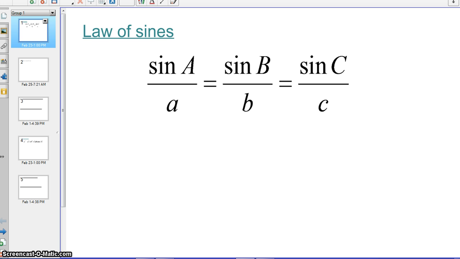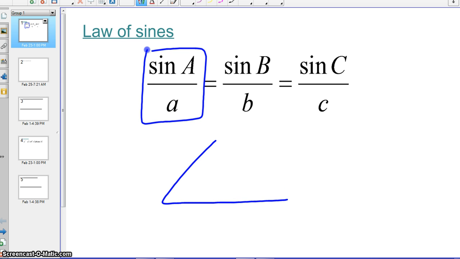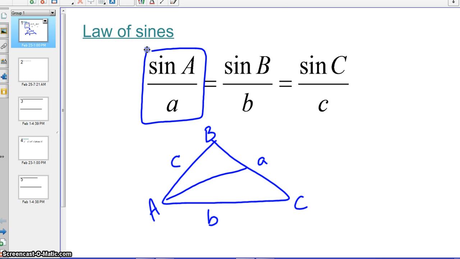So first off, the law of sines says that we take the sine of angle A divided by the side that is opposite angle A. And that's equal to the same thing for sine of angle B over the side of B. So in this triangle we have the angle A opposite the side of A, and so that's how we would set up that ratio and then set up an equal proportion.